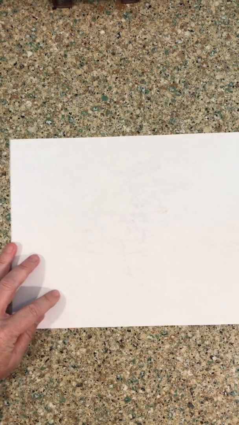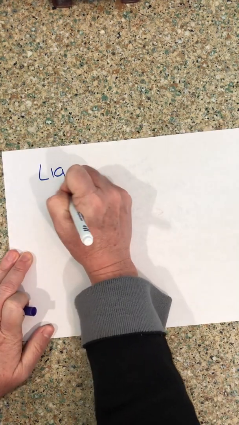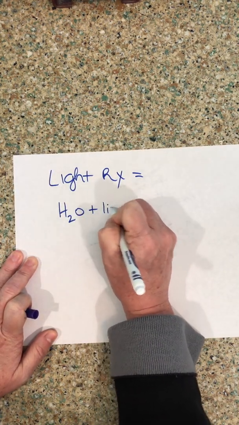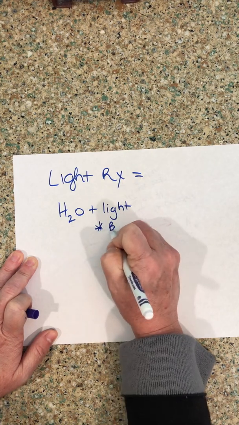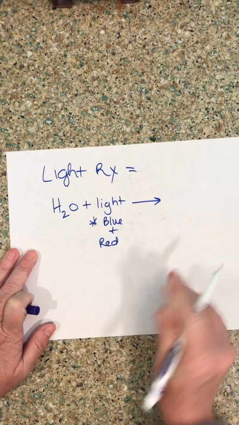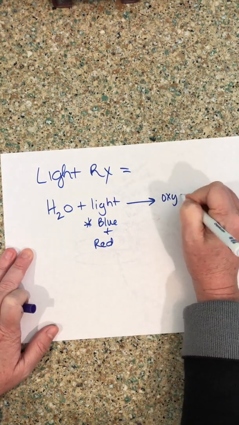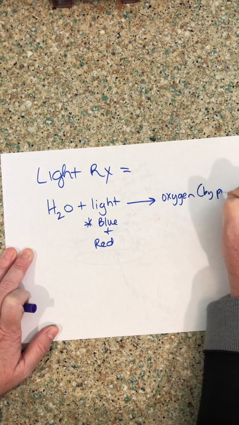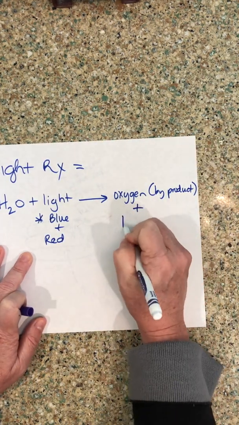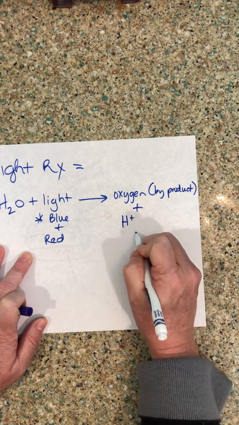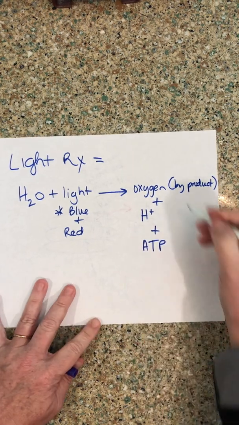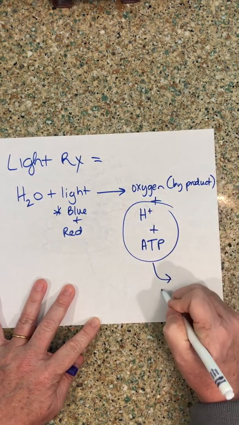So in the end, your light reaction: water plus light, and we're going to specifically say blue and red, their favorite colors, are going to make oxygen as a byproduct. They don't really care about that. They're just getting rid of it. So it's a waste product. Plus hydrogen, okay, plus ATP, okay? So they're going to make all of this, and these two things are going to go to the Calvin cycle.